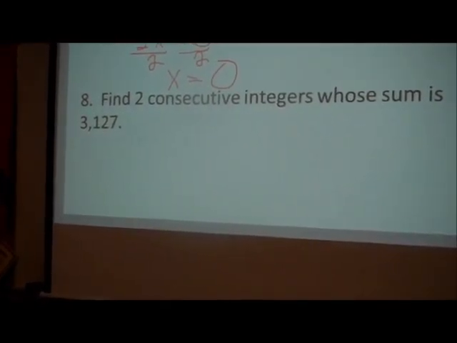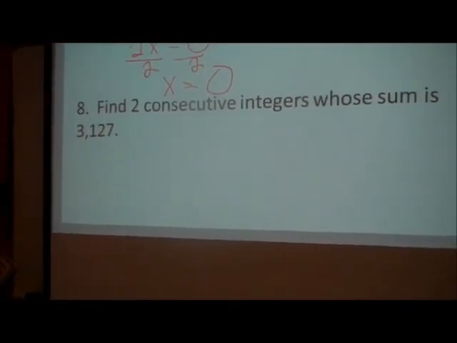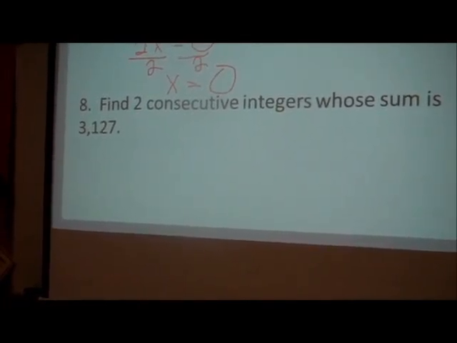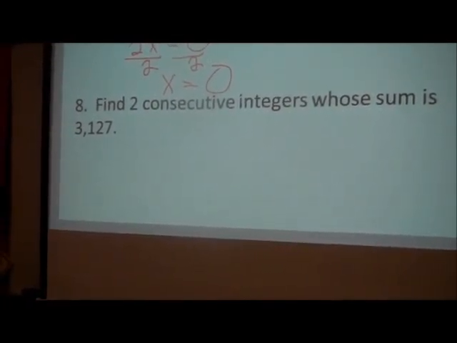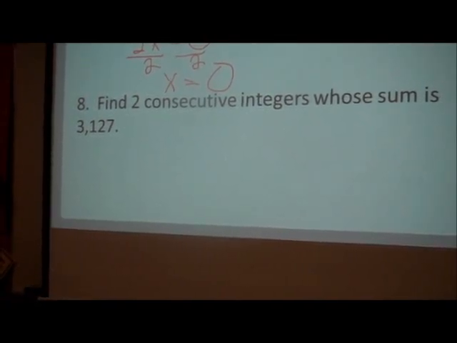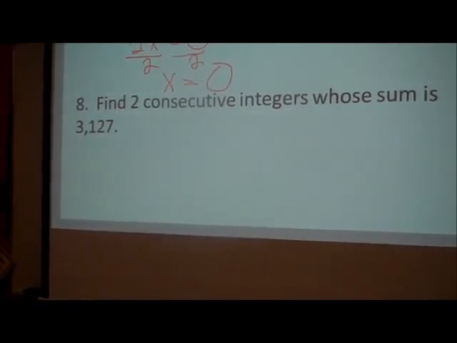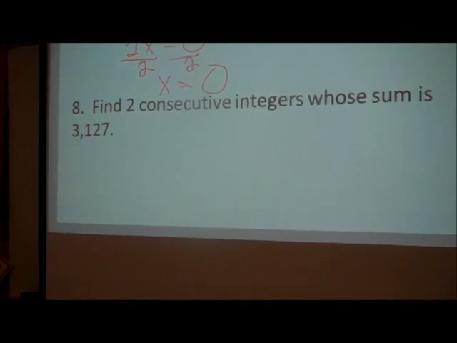What do I do to 2 to get 3? What do I do to 3 to get 4? Add 1. So what am I going to do to x to get the next one? Add 1. So x plus 1 would be my second integer. Questions on that?